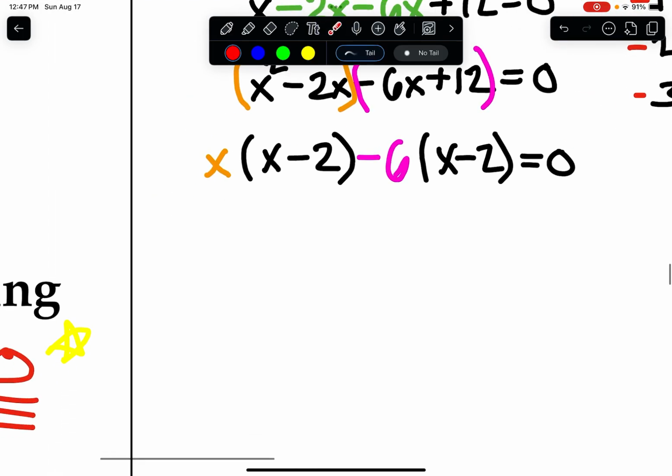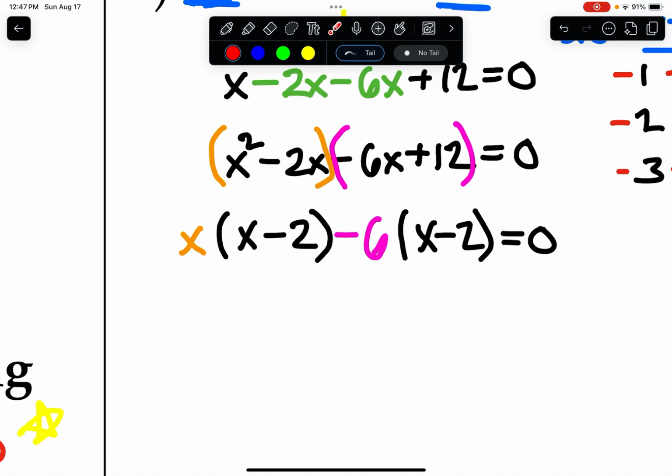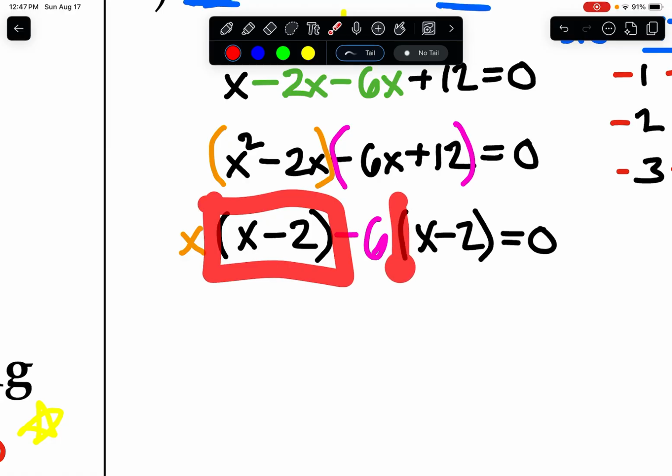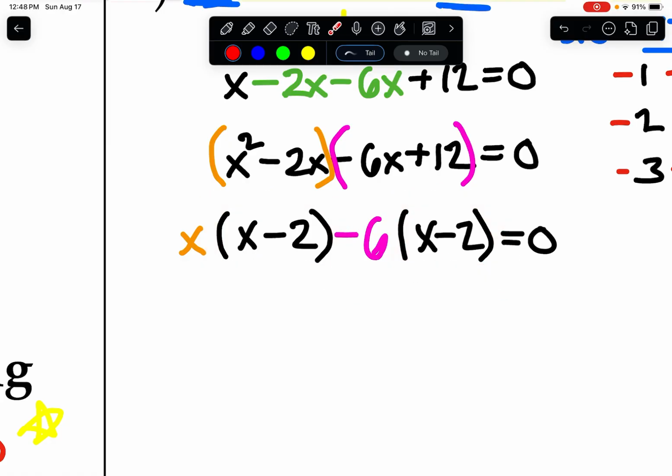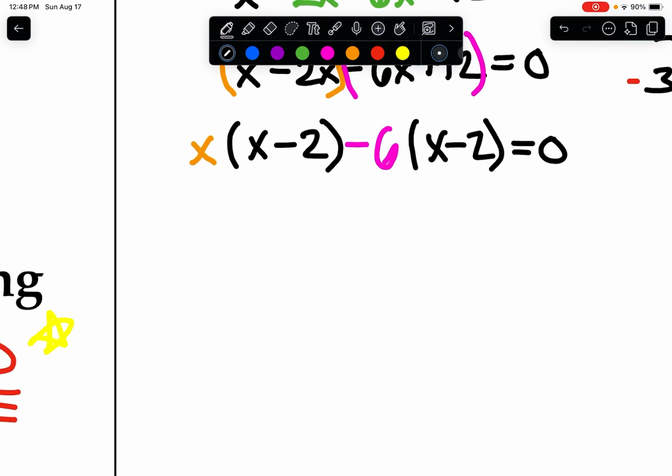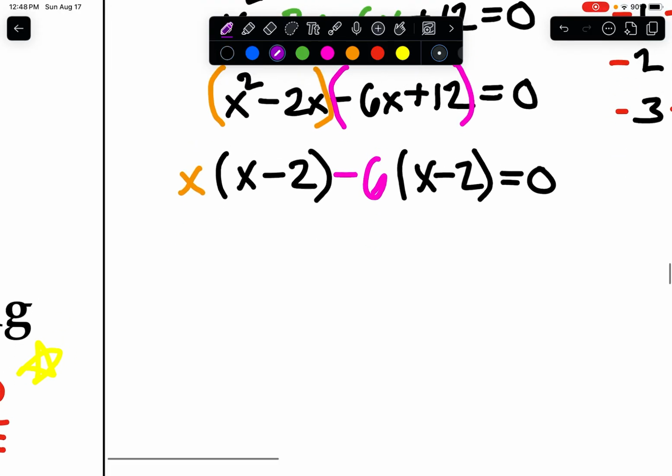Now, another very crucial, important part here is when you do your grouping, these two binomials that I have here need to be the same. They need to be equal. If they're not equal, that means you did something wrong, and you need to go back and redo your greatest common factor. So when you get to this part, now that those are the same, I'm going to take those x minus 2's out and do another greatest common factor.